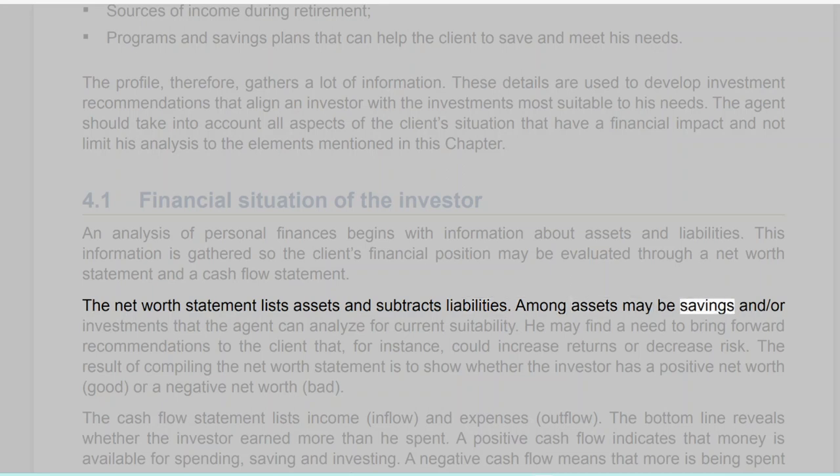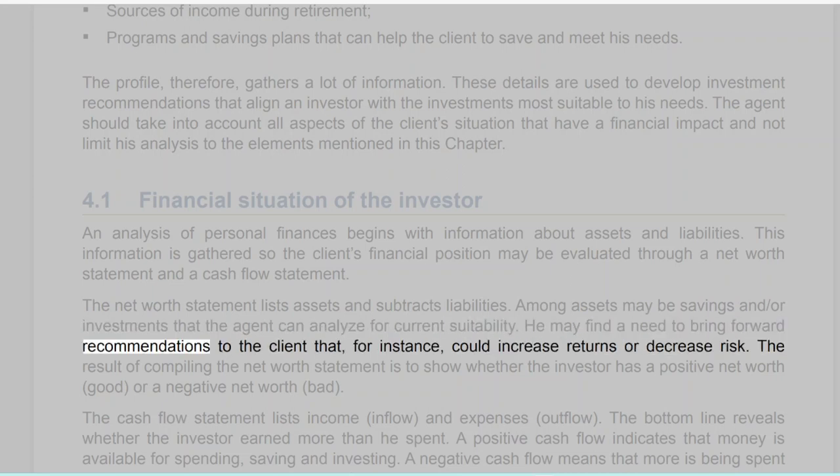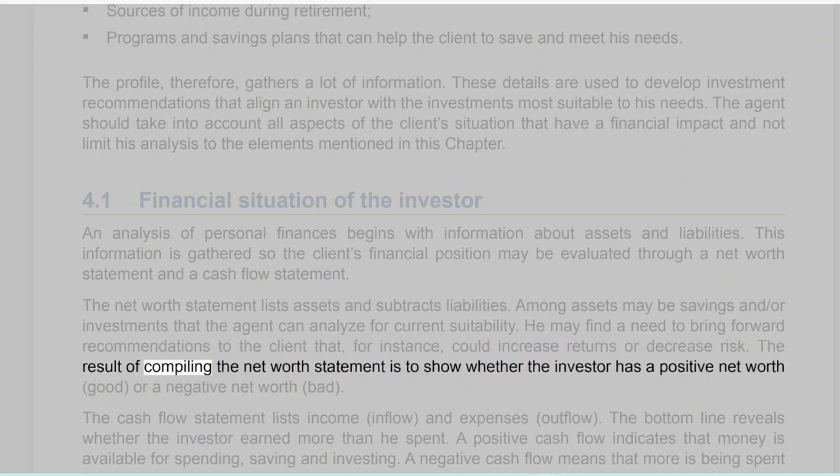Among assets may be savings and/or investments that the agent can analyze for current suitability. He may find a need to bring forward recommendations to the client that, for instance, could increase returns or decrease risk. The result of compiling the net worth statement is to show whether the investor has a positive net worth (good) or a negative net worth (bad).